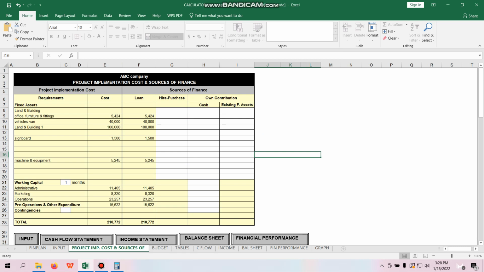Now, before we go for these two, I just want to say that you must set your working capital at 1 month, because normally, for us to calculate it easily, we set the working capital at 1 month. If you put more than 1 month, I think the numbers will be slightly difficult to interpret, right?